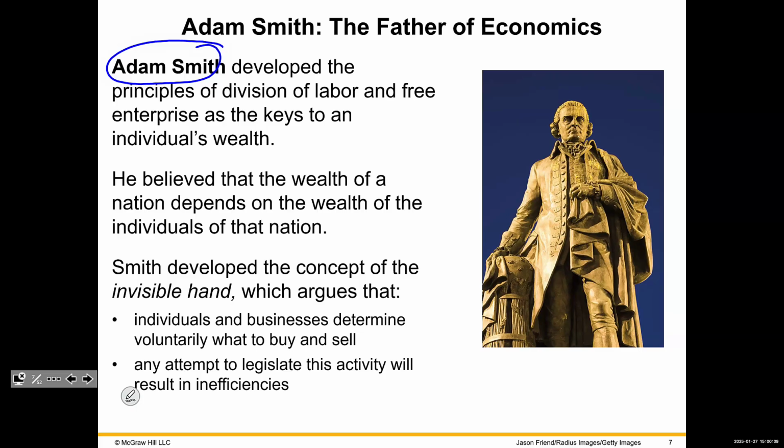But so you have to decide where you end up in all of these theories, right? Because we also have the concept Smith gave of the invisible hand, which basically says that individuals and businesses determine what to buy and sell. What economic principle supports that? Supply and demand, exactly. So if you want something, you will hopefully work for it and buy it, if it's a good price, right? Nobody wants to spend more money than they have to.